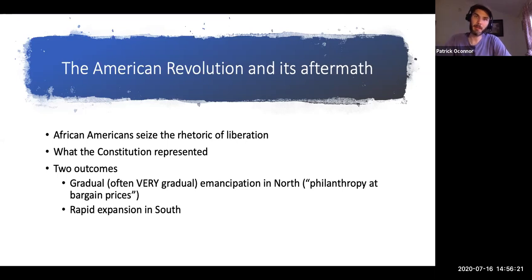So the big picture here about Northern abolition, whether it was swift, as it was in a few cases, or gradual, as it was in most other cases, is that it required no real immediate economic sacrifice on the part of enslavers. Several historians have referred to this as philanthropy at bargain prices, right? It's easy to do the right thing when it doesn't cost you anything. Also, to be clear, even as gradual emancipation unfolded, formerly enslaved people did not suddenly become equal members of these societies, of the American political community.